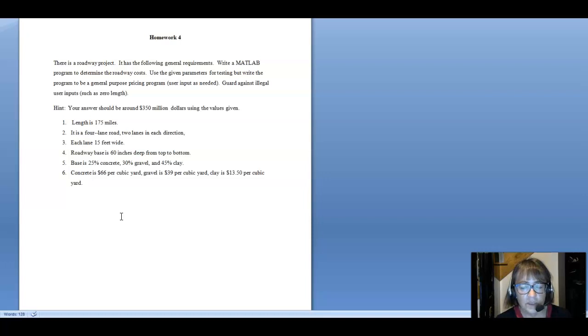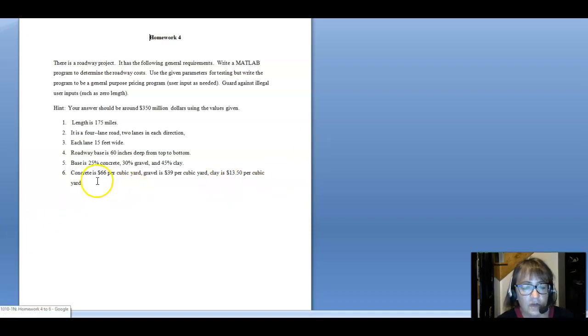Now, we also know that the base is comprised of three different things: concrete, gravel, and clay, and we would like the user to be able to input those percentages in case they change. And then we've also got a cost per cubic yard of concrete, gravel, and clay, which are the three components of the base.